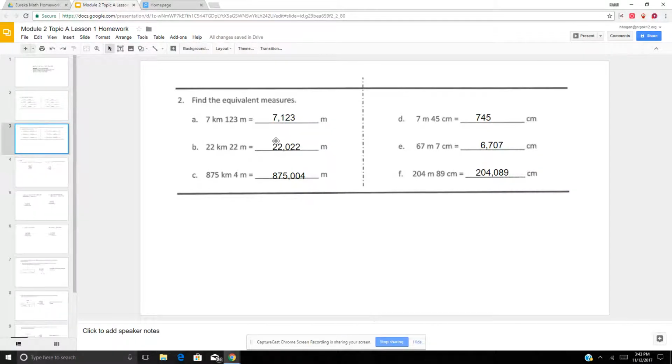22,000, 22. 875,000, 4. Now we're in the hundreds again. 745. 6,700, 7. 6,707.